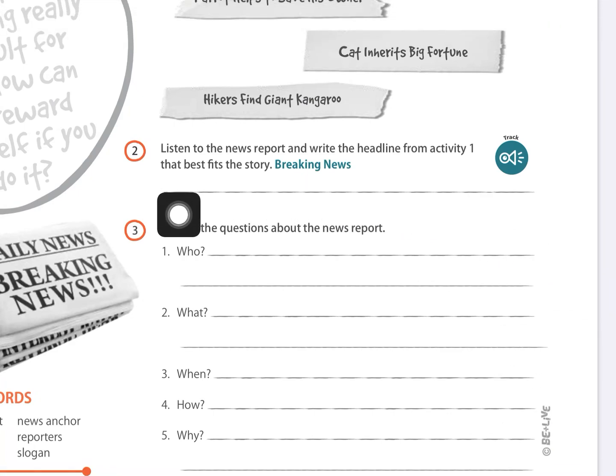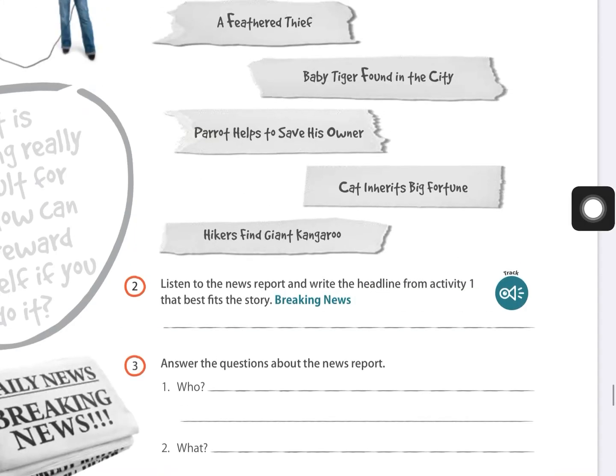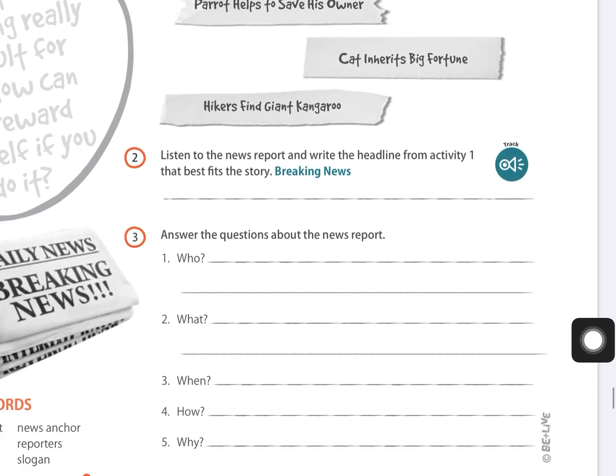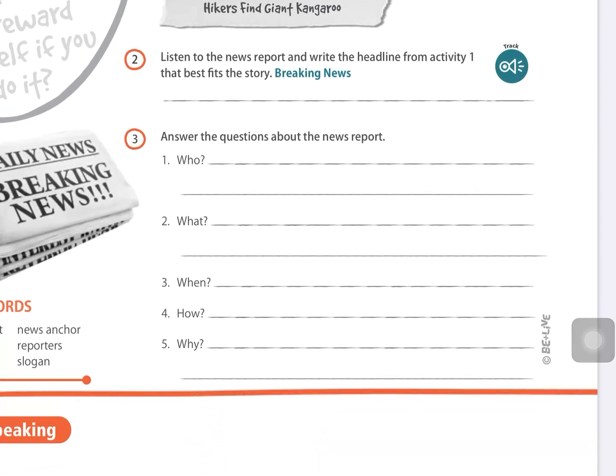Here, you are going to write the title or the news that you consider. Remember that you have to choose the 1st, 2nd, 3rd, 4th, 5th, or the 6th option. You have 6 options to write here what is the most appropriate headline. Then, according to the audio file, you are going to answer those questions.